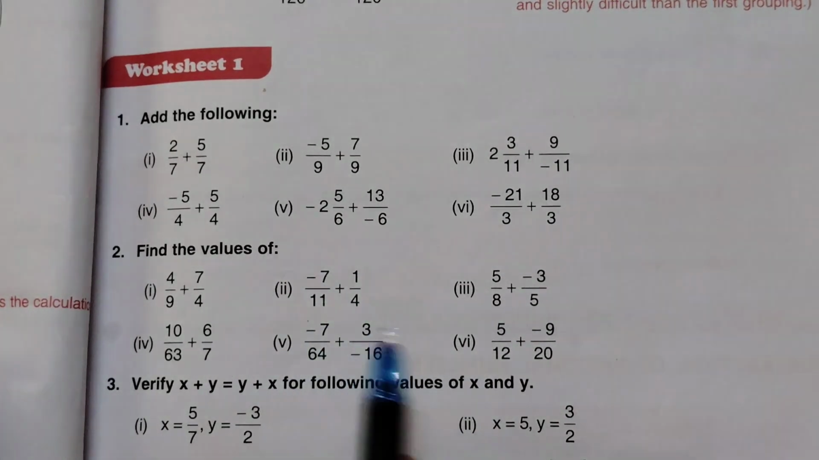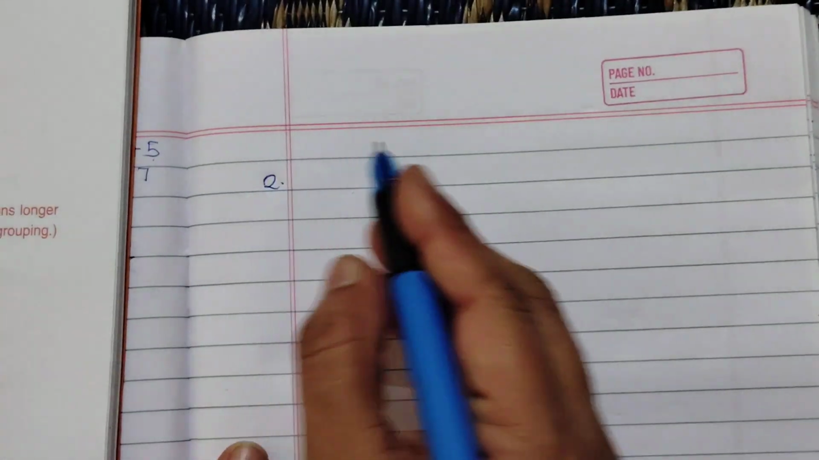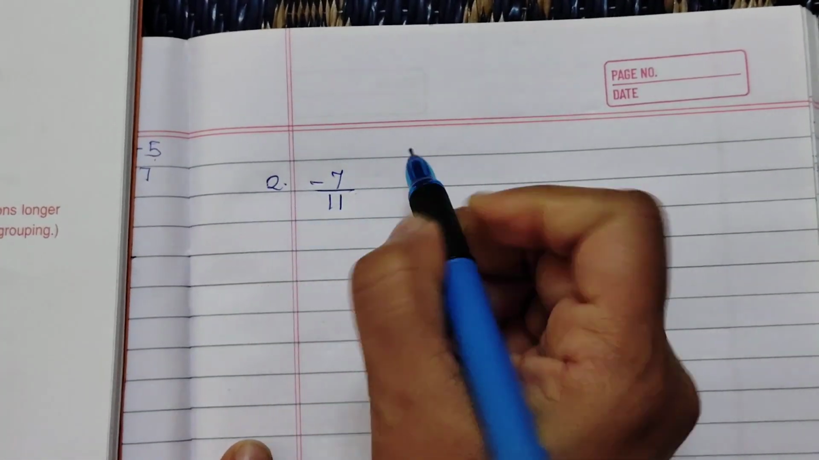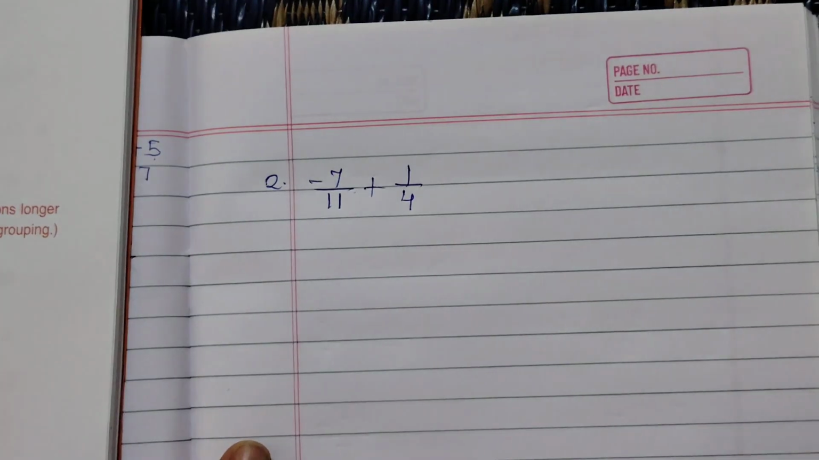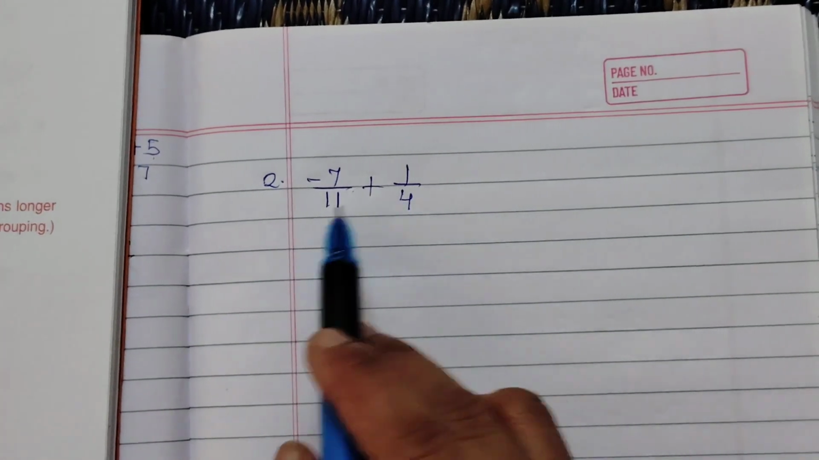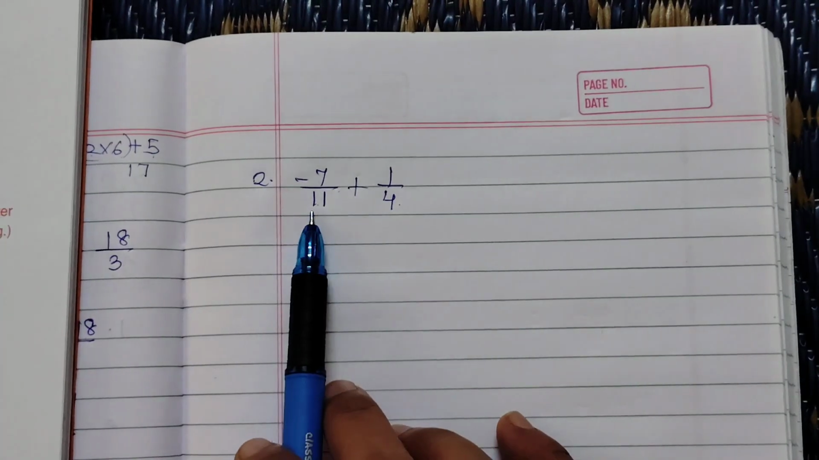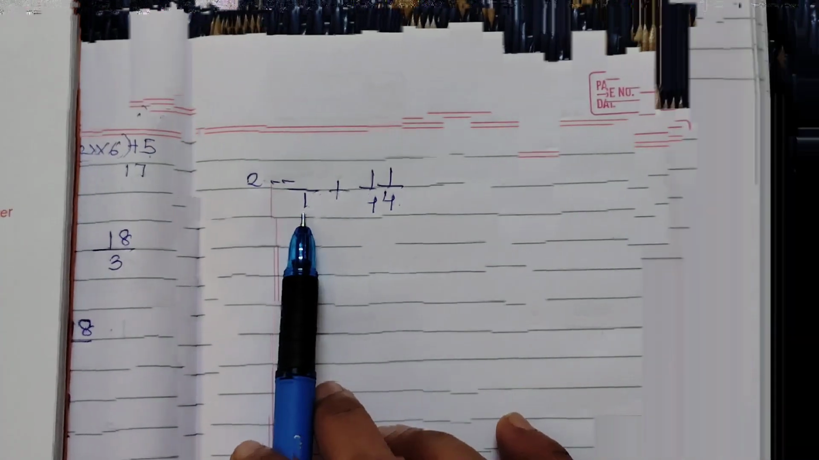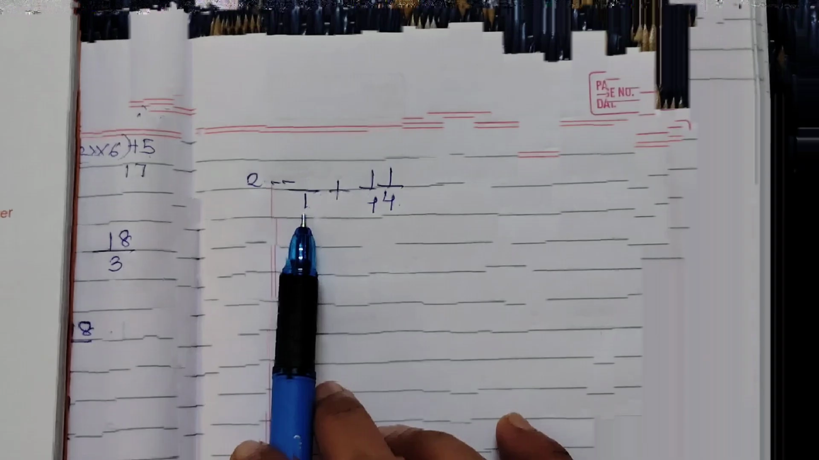Minus 7 upon 11 plus 1 upon 4. So minus 7 upon 11 plus 1 upon 4. Again, we don't have the denominators in common, so we have to take out the LCM. Okay, 11 is a prime number, right? Doesn't go in any table, so it will be 11 into 4. You can do it like this also, 11 and 4, or 4 multiply here and 11 multiply here, we can do that. So what will be the LCM? 11 into 4 is 44. Same is 44.